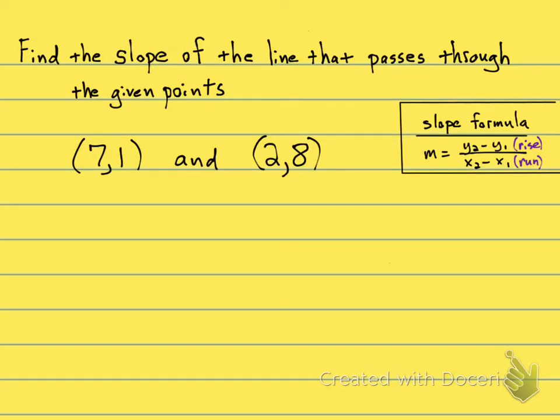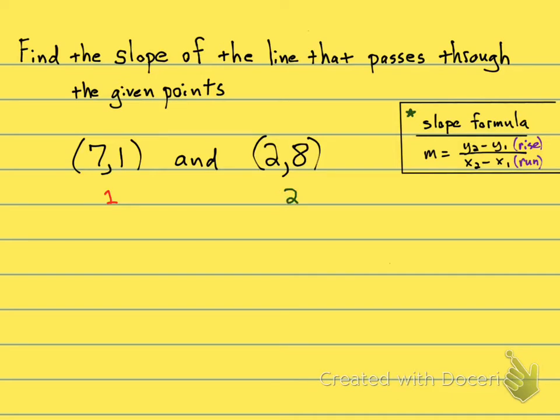Find the slope of the line that passes through the given points. So we have 2 points here, this one right here in the red, and this one right here in the green. And we're going to have to use the slope formula over here. And what we need to do is label these points. So I will call this the first point, point 1, and I will call this the second point, point 2.